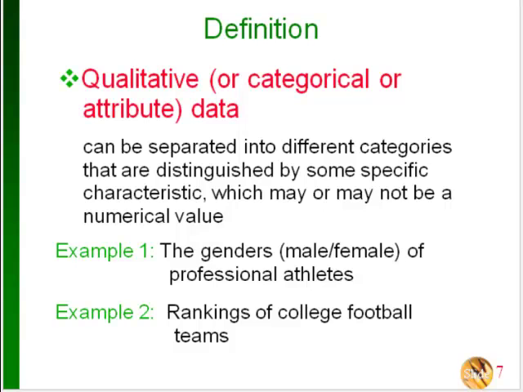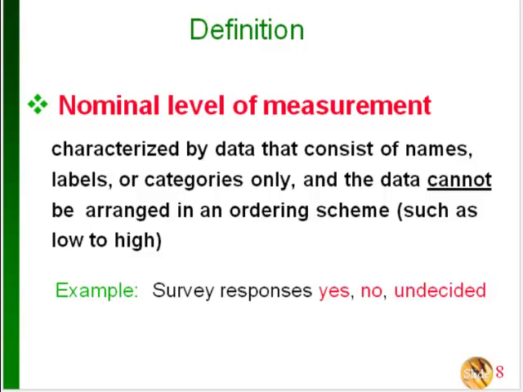You can have qualitative data, which is just basically a category or some kind of attribute about the data. So if you have qualitative data, that means you can separate it into categories. This might be something like male or female, or survey answers, or rankings of football teams, that kind of thing. It can have a numerical value, or it might not. For qualitative data, we have 2 levels of measurement.